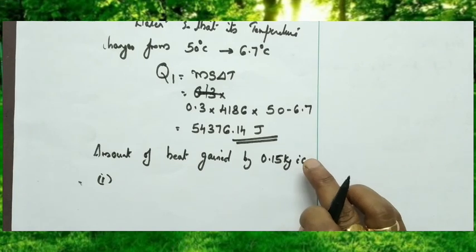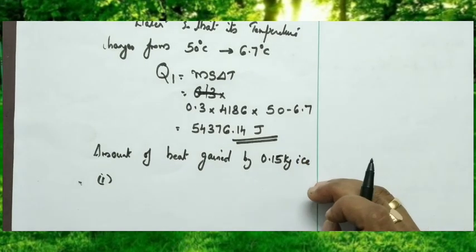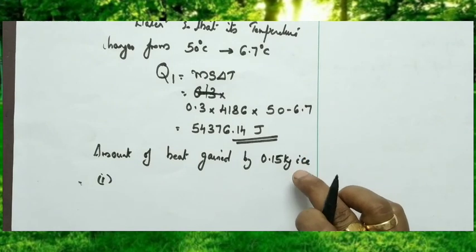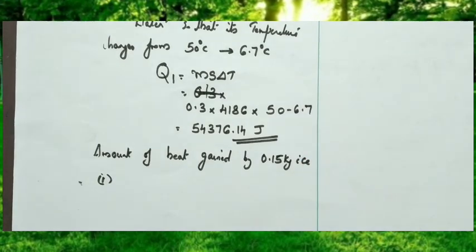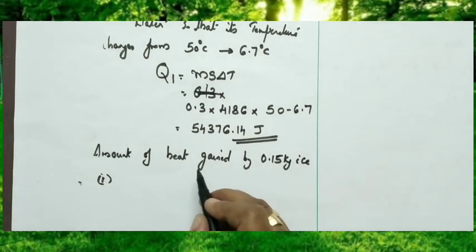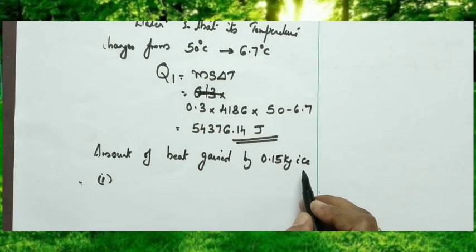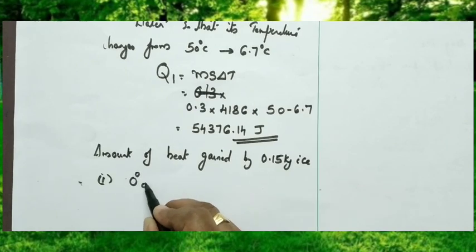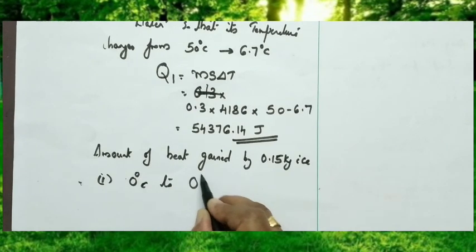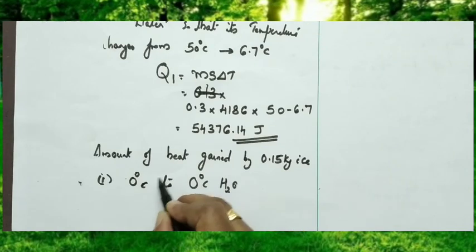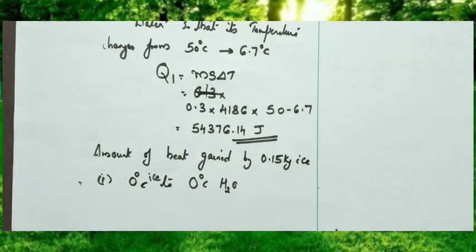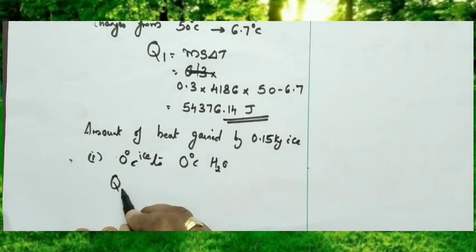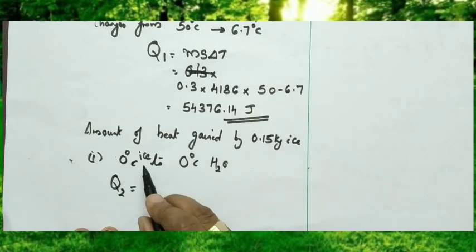0.15 kilogram of ice at 0 degrees Celsius. When it absorbs some amount of heat, first it becomes 0 degrees Celsius water, isn't it? So the amount of heat gained by 0.15 kilogram ice in converting 0 degrees Celsius ice to 0 degrees Celsius water, what is the amount of heat? Let it be Q2. That quantity of heat is ice to water.